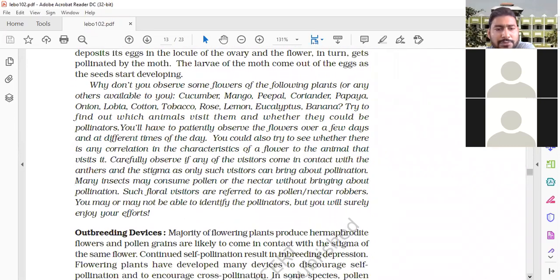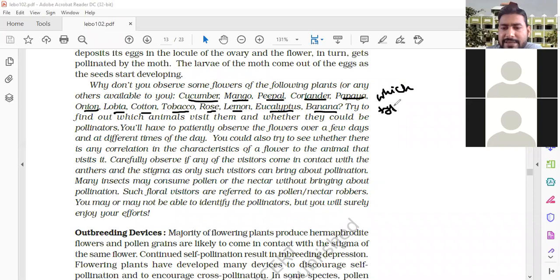Okay, they have given one example. Just look at the example: cucumber, mango, peepal, coriander, papaya, onion, lobia, cotton, tobacco, rose, lemon, eucalyptus, banana. Can you tell which type of pollination is found in all these plants? Yes, Hindu AB, will you tell?